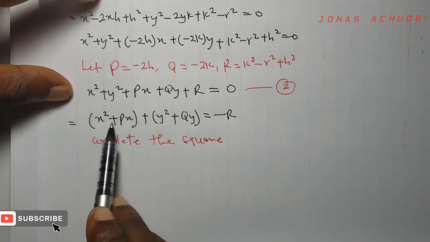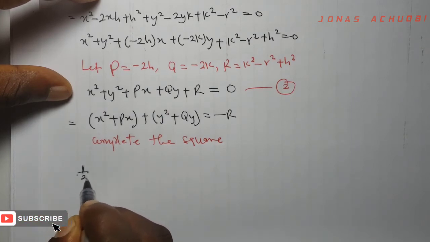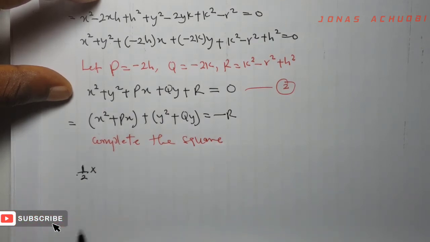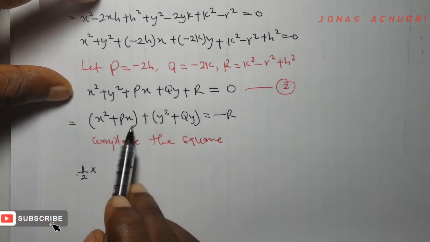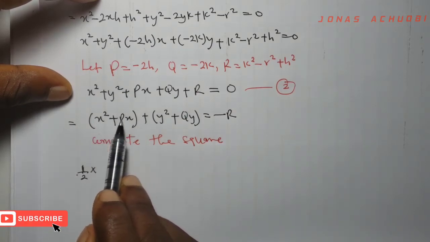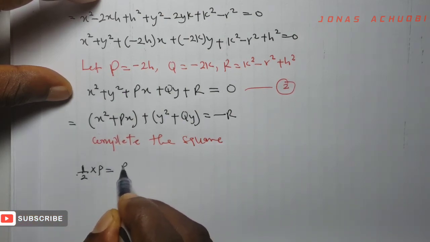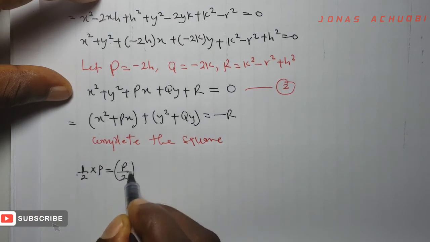To complete the square on x, this is what you do. You say 1 over 2 multiplied by the coefficient of x. Here the coefficient of x, I didn't say of x squared, we said of x, is p. So 1 over 2 times p gives us p over 2. You square it.